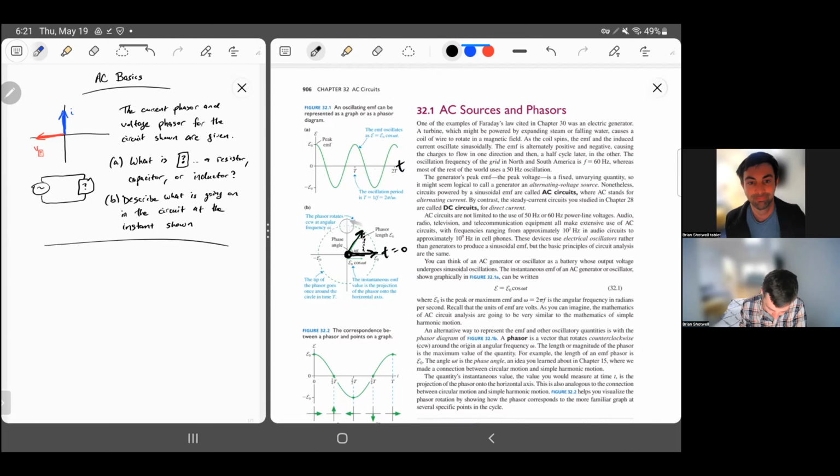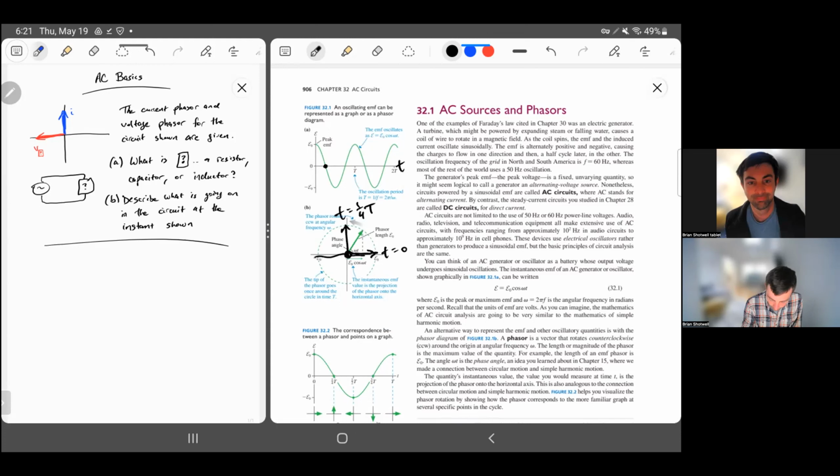So after a quarter of a period, for example, this phasor is going to be pointing up. So this is the phasor at 1/4 of a period, 1/4 of the amount of time it takes to go all the way around the circle. If you take the tip of that arrow and you project it down to the horizontal axis, you get 0, right? The horizontal component is equal to 0. And that corresponds to this right here. That means the instantaneous value of the voltage is 0.